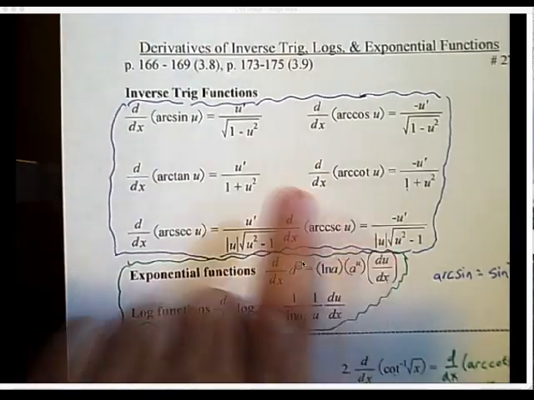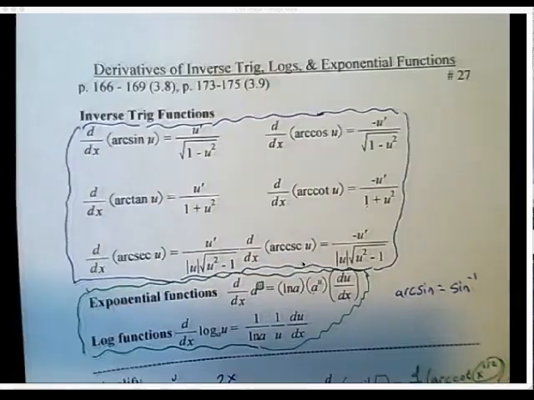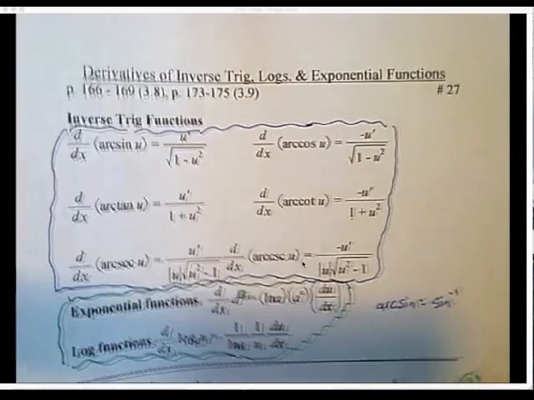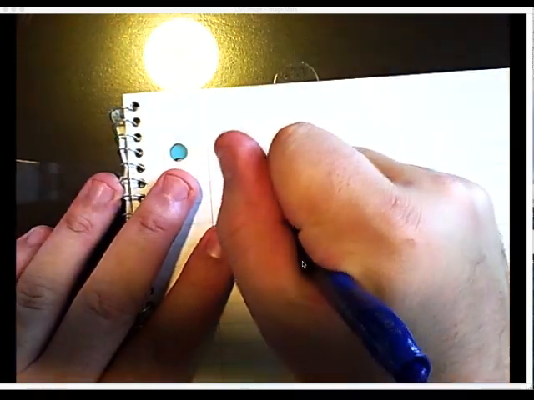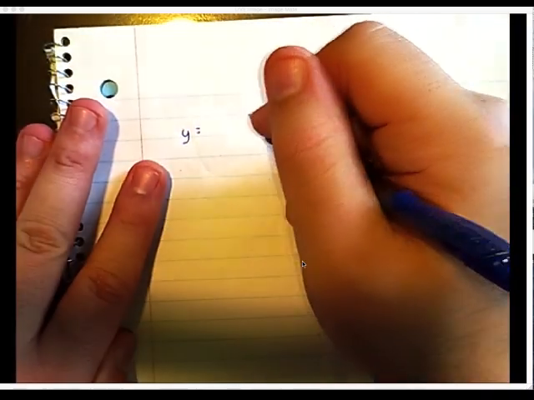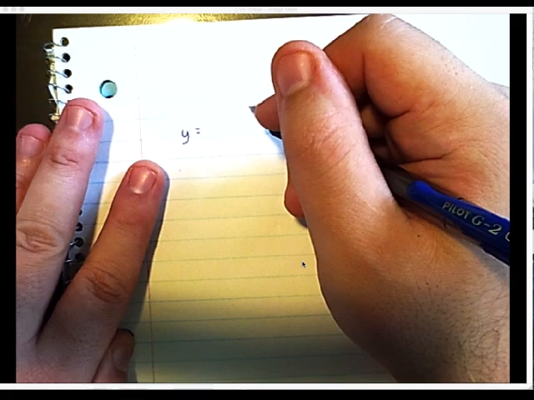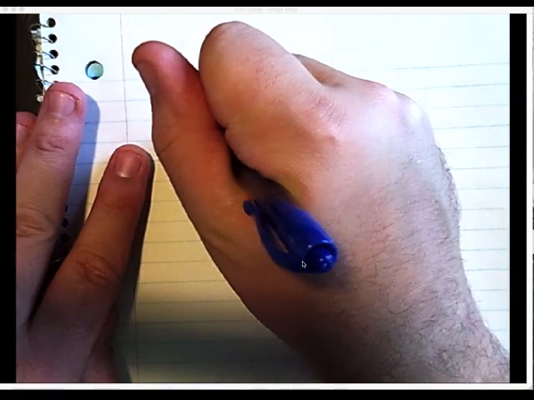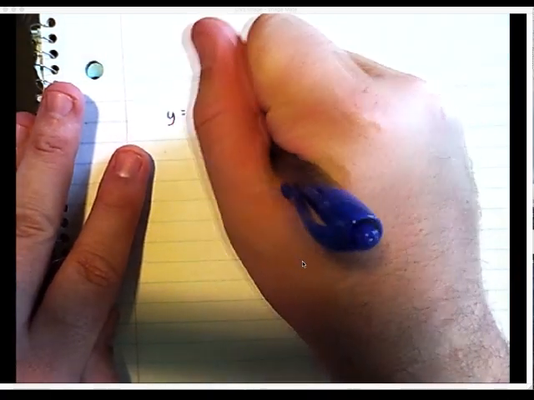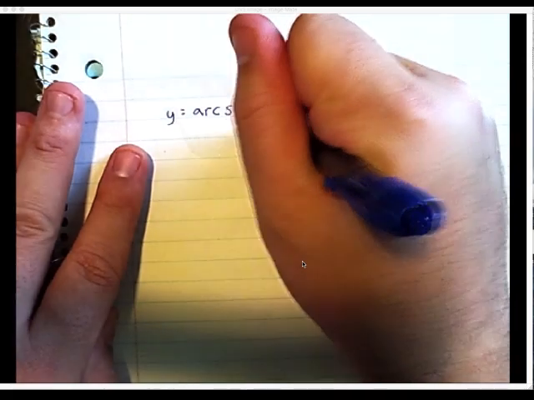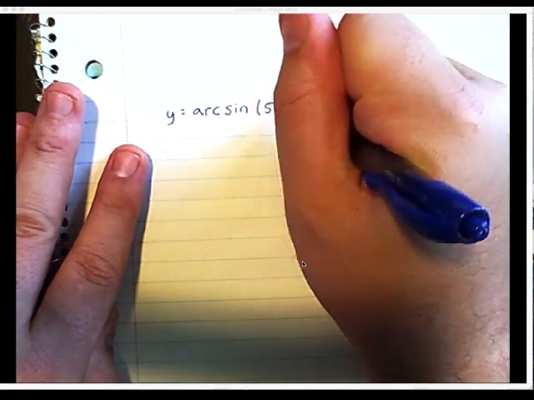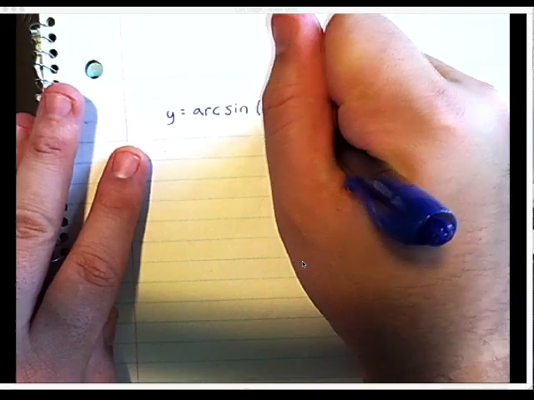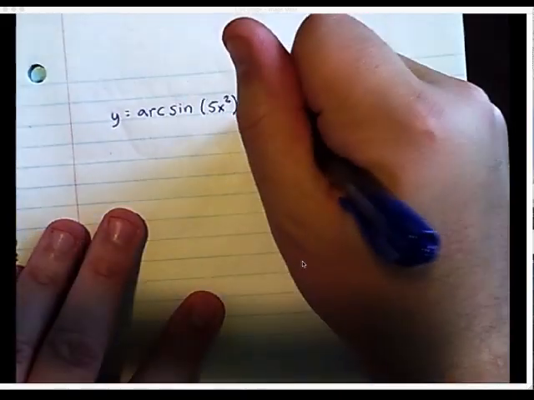Now, it takes a lot to memorize all of these. So what about if you don't want to memorize stuff? Here's what you can do. Let me just do one example. Let's say that y equals, let's see, we had a sine, we had a tangent, and we had a cotangent. Let's just do another sine. Let's say y equals the arc sine of, I don't know, 5x squared. Find y prime.